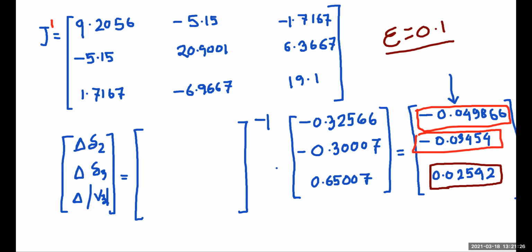If I gave you 0.01, is 0.01 bigger than this or smaller than this? Smaller. So you have to do it again. You have to do it until these values become very, very, very small. Then you have to stop. So you got the Newton-Raphson, right? Yes, sir.